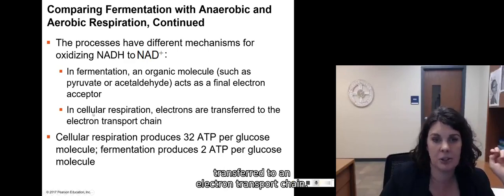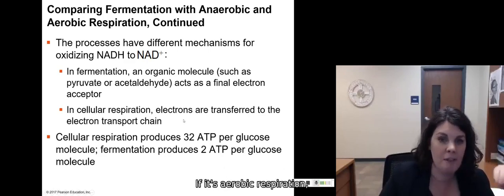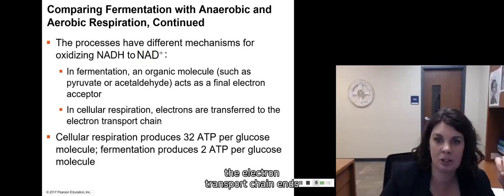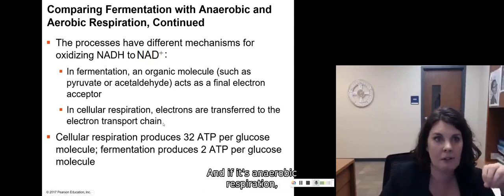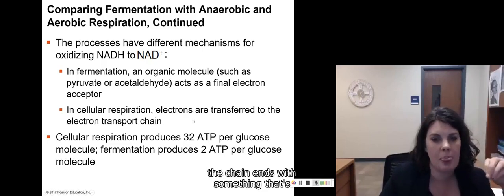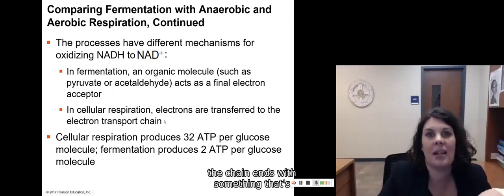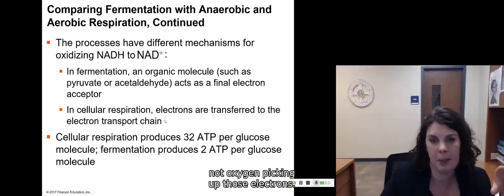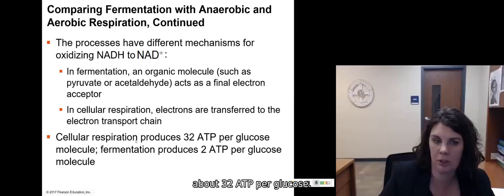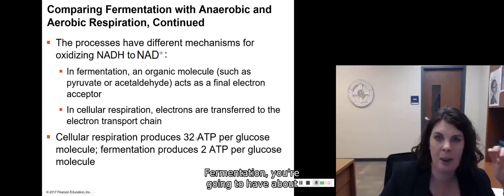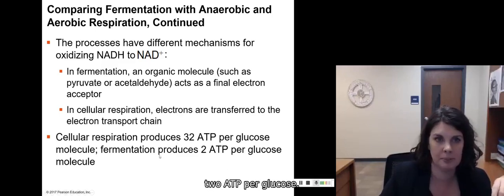In cellular respiration, electrons are transferred to an electron transport chain. If it's aerobic respiration, the electron transport chain ends with oxygen picking up the electrons. And if it's anaerobic respiration, the chain ends with something that's not oxygen picking up those electrons. In cellular respiration, you're going to have about 32 ATP per glucose, and in fermentation, you're going to have about 2 ATP per glucose.